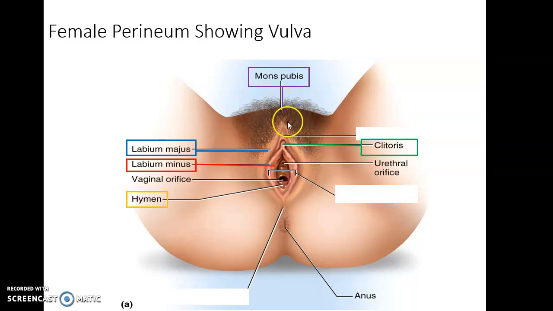So again, mons pubis toward the front. Here's the clitoris. We have the labia majus or labia majora on the outside, labia minus or labia minora on the inside, the inner folds, the opening to the vagina or vaginal orifice, the urethral orifice opening to the urethra. Here is the clitoris. Women when they're young have a bit of tissue that covers part of the vaginal orifice called the hymen.